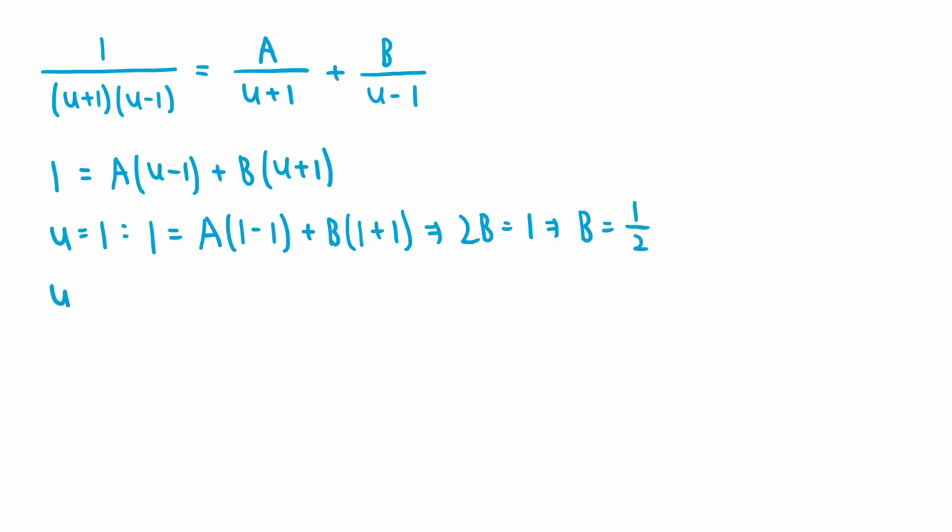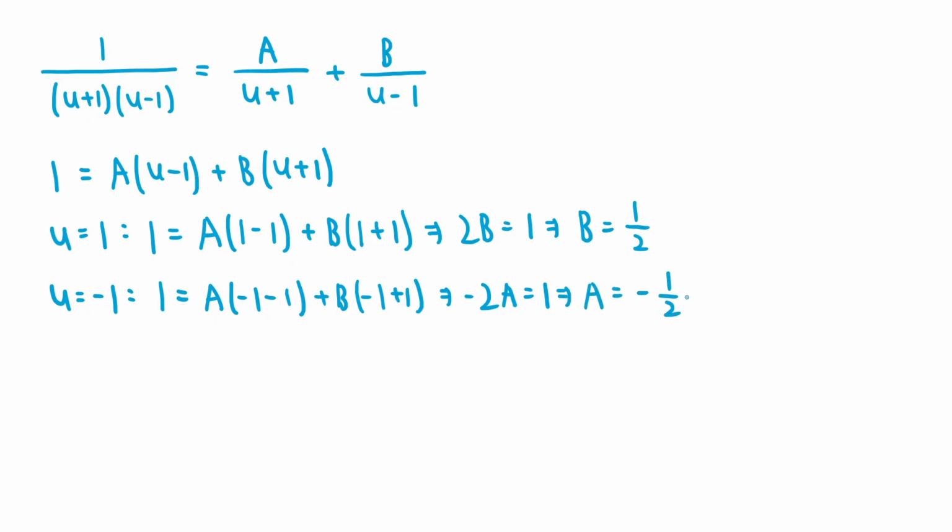If we let u equal -1 and plug in the value of u into the equation, it becomes 1 equals a times -1 minus 1 plus b times -1 plus 1, and the entire term with the b coefficient just turns out to be 0 and disappears. So this becomes -2a equals 1, so a equals -1/2. Since we were trying to rewrite 1 over u plus 1 times u minus 1 in the form a over u plus 1 plus b over u minus 1, and we worked out that to make this equation true, we need a equals -1/2 and b equals 1/2.